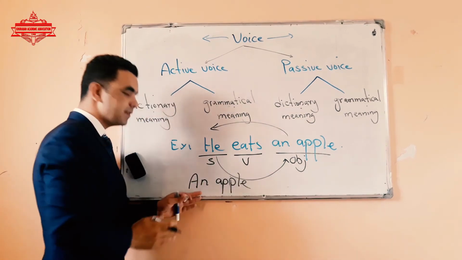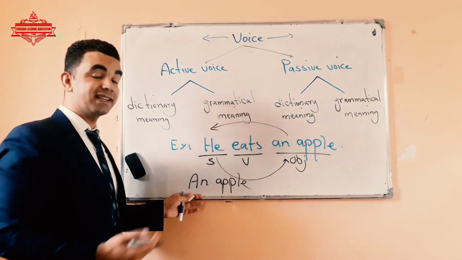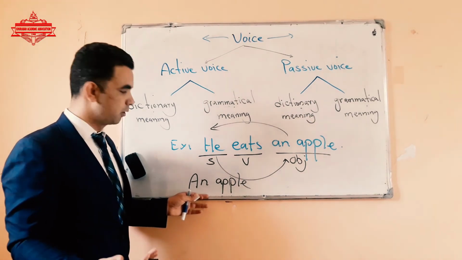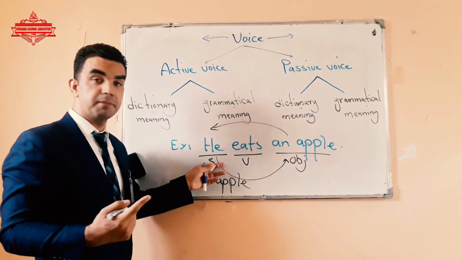So based on the object that we are using here as the starter of the sentence, we have to use an auxiliary verb, because an apple is singular and it's also in simple present tense.